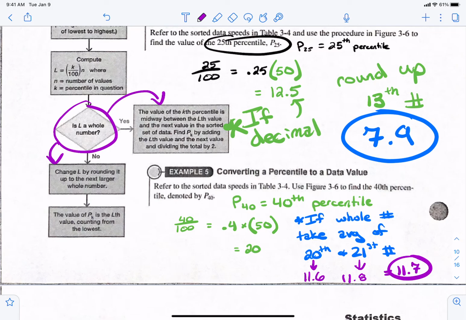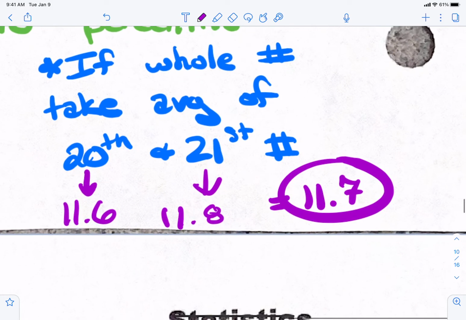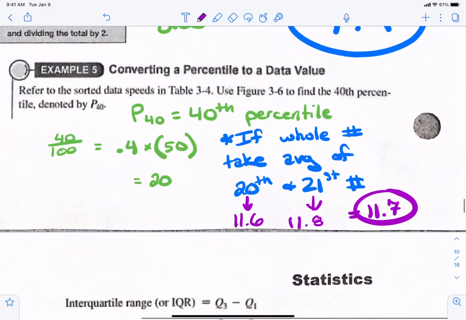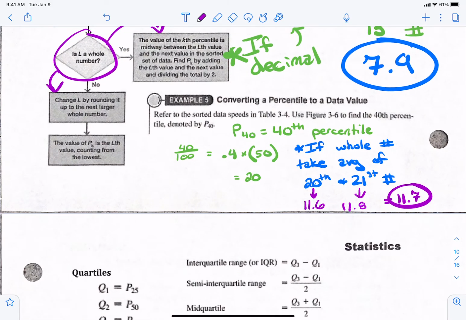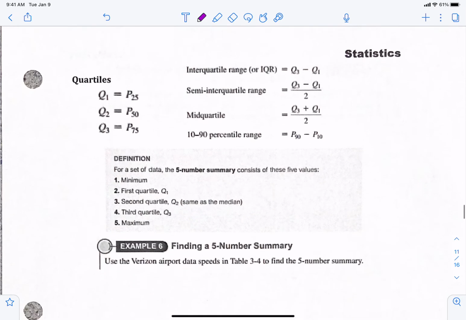For example 5, what's the answer? Just 20? For example 5, the answer is 11.7. That is the 40th percentile number, right? Makes sense? Okay, let's go down to box and whisker plots.